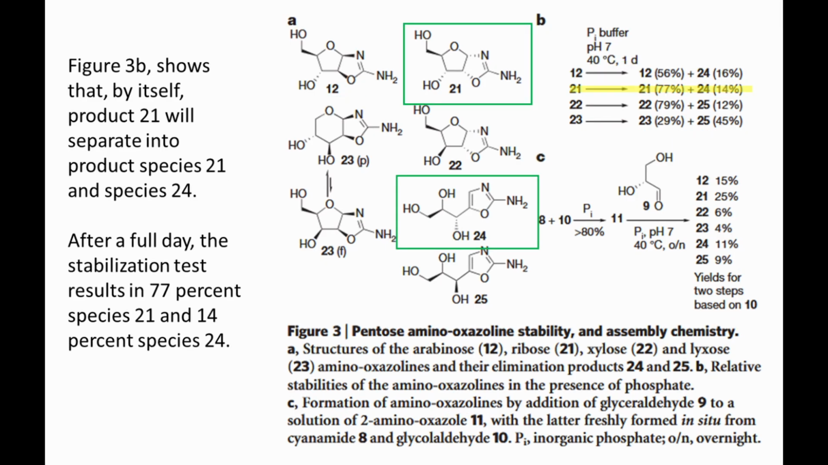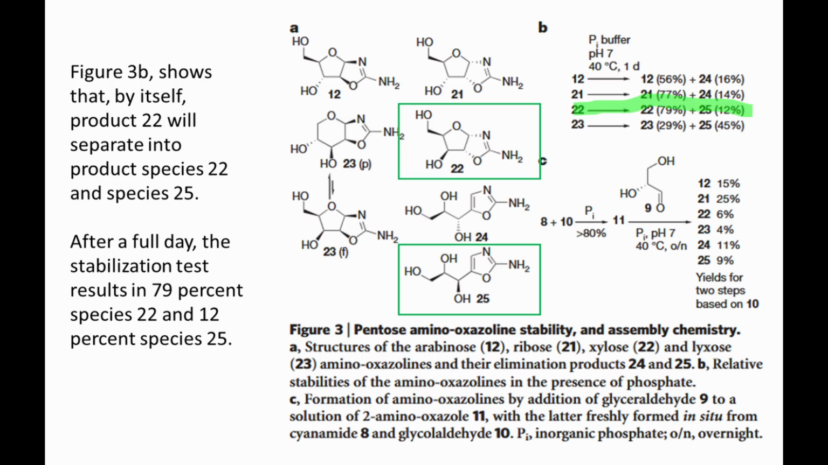Figure 3b shows that, by itself, product 21 will separate into product species 21 and species 24. After a full day, the stabilization test results in 77% species 12 and 14% species 24. Percents of other stabilization products are not listed.